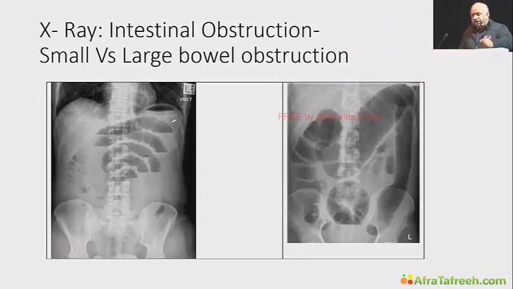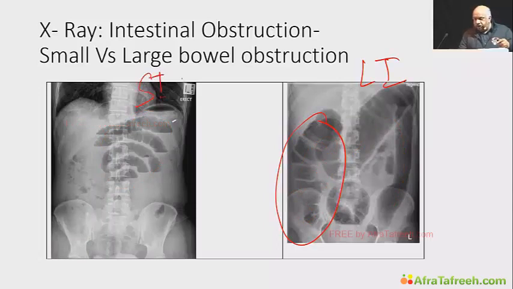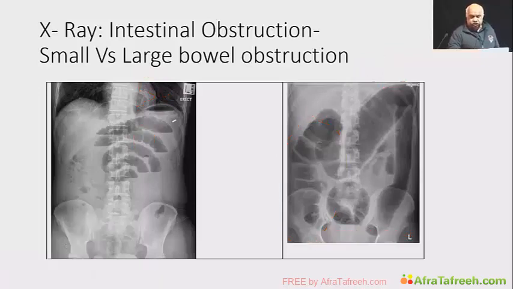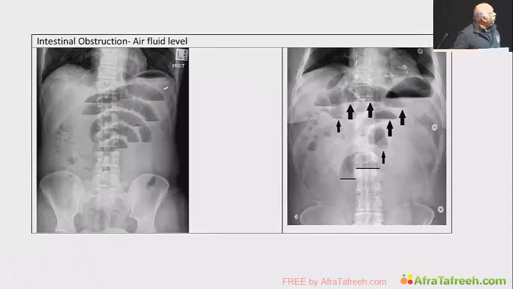And this is an X-ray of obstruction. How to differentiate small intestine from large intestine? The large intestine is peripheral and small is central, plus large intestine will have haustra. You can see haustra here. So this is large intestine, this is small intestine. Central, peripheral, plus no haustra. These lines are not haustra. These lines suggest they are jejunum, called valvulae conniventes, which is my next question.